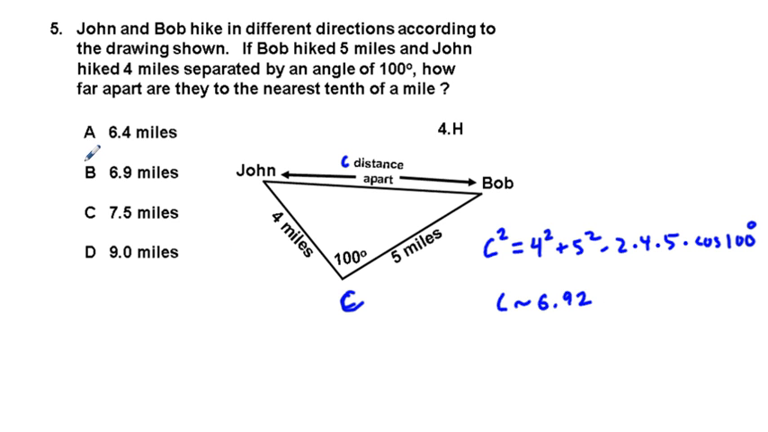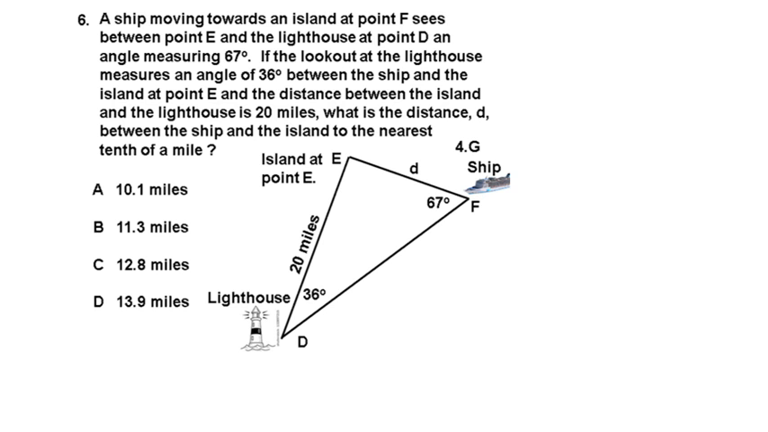Miles, that's going to be closest to answer choice B. Next, 6. A ship moving toward an island at point F. So there's a ship at point F moving towards the island in this direction.